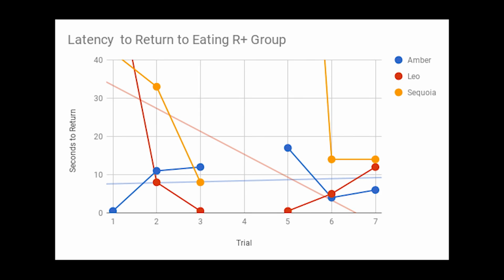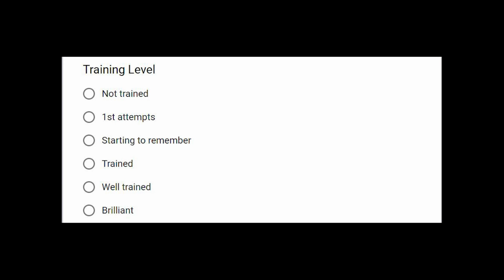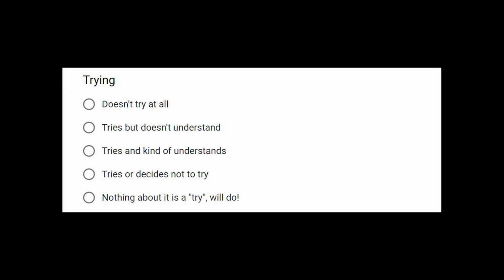The reason to collect quantitative data is then you can do statistical analysis of it. However, a lot of times it's easier just to use qualitative data if you're not going to be using it as a study. So here we have a little form that I've got that you could check off for qualitative data. We might ask questions about training level. How well is the animal trained? We might ask how hard is the animal trying? Is the animal not trying, or is the animal giving it everything it's got?